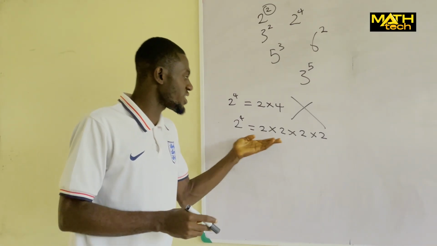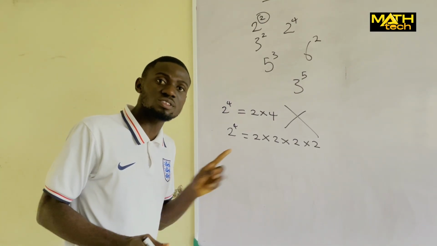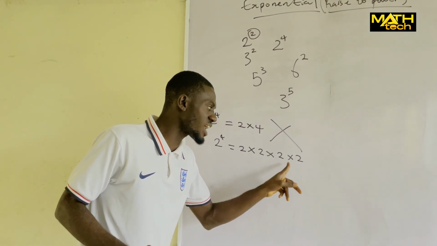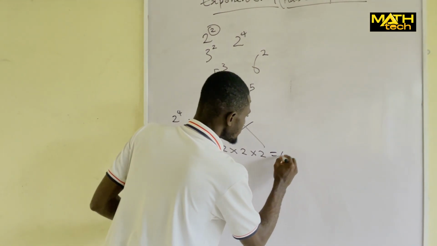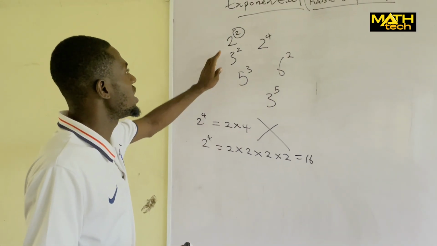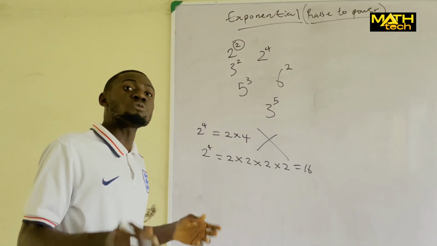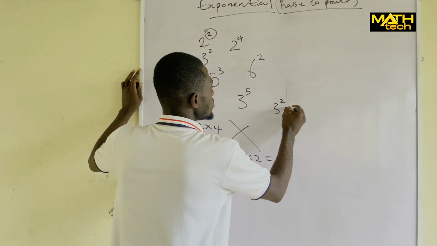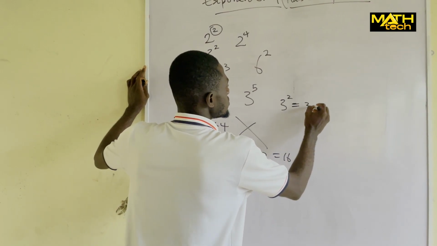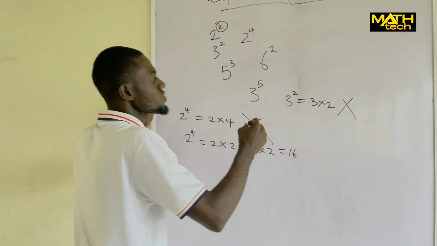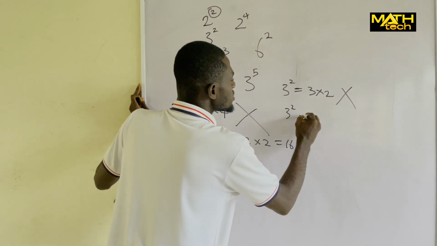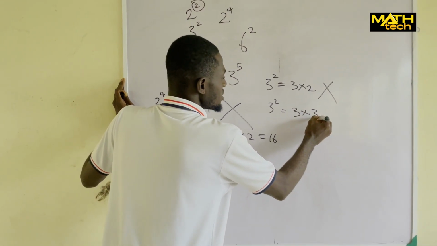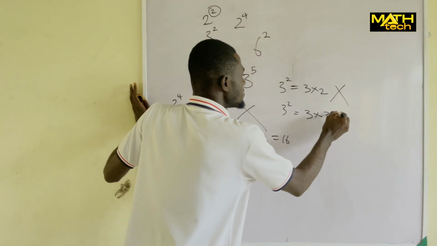And this is the correct expression for 2 raised to power 4. So 2 times 2, 4, 4 times 2, 8, 8 times 2, 16. Same thing here, we say 3 raised to power 2. Most people see 3 raised to power 2 as 3 times 2. And this is still wrong. 3 raised to power 2 is equal to 3 times 3. 3 times 3 is what? 9.